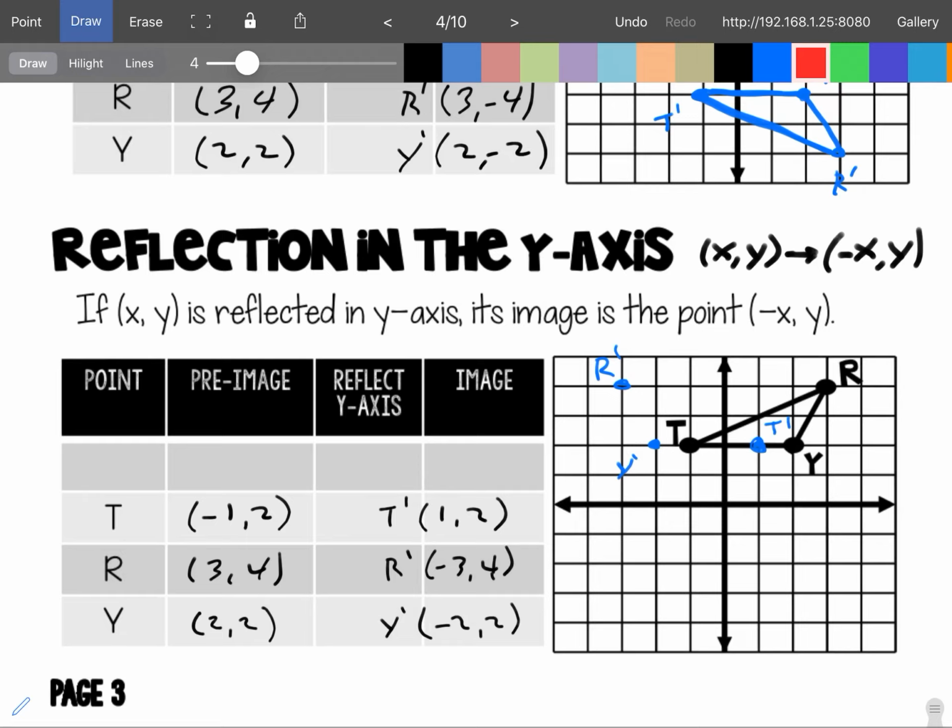So hopefully you can see that what happens is when you reflect across the y-axis, you take the point R and it comes straight across the y-axis. And it makes a 90-degree angle with, those two segments make 90 degrees with the y-axis. And then this distance right here is the same as this distance right here. So that's what you're doing.